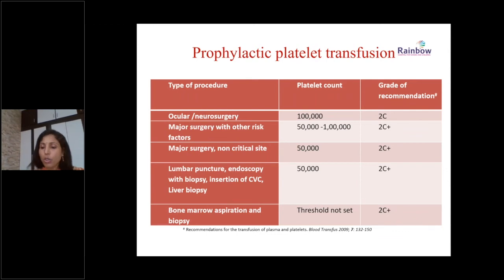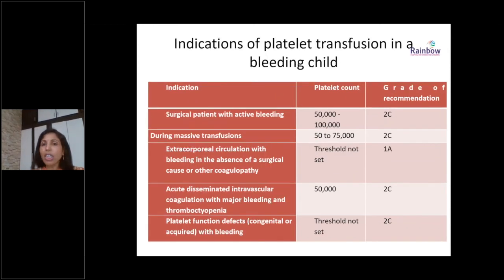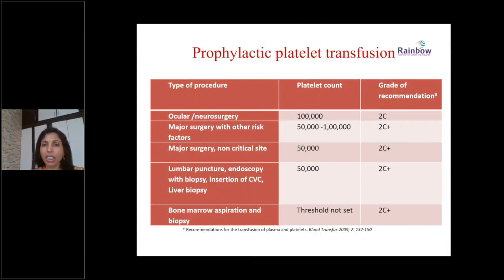In DIC, the one thing I would like to say is we always have to treat the patient, not the number. So platelet count and INR have to be considered carefully when you are looking at a child with DIC. Prophylactically, where do you give platelets? For example, you have a chronic child, whatever the underlying reason, whose platelets are continuously low, and the child requires some surgical procedure. These are the indications or numbers for how you consider transfusions in these children.